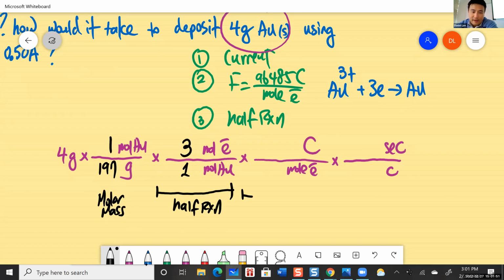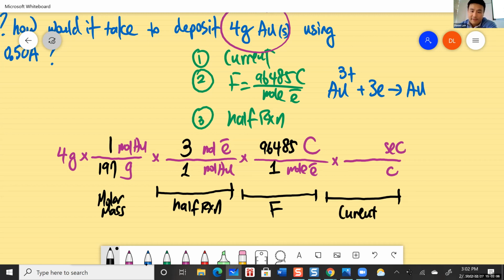Next one is Faraday's constant. 96485 coulombs is carried by 1 mole of electrons. So you can convert from moles of electrons to coulombs. So this is how many coulombs you need. And the last conversion is current.